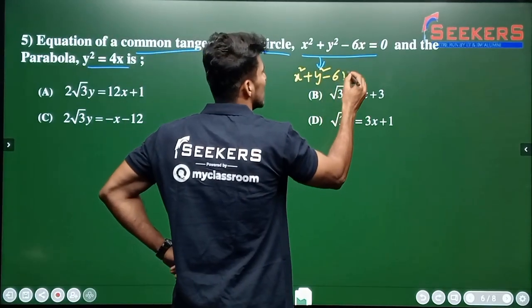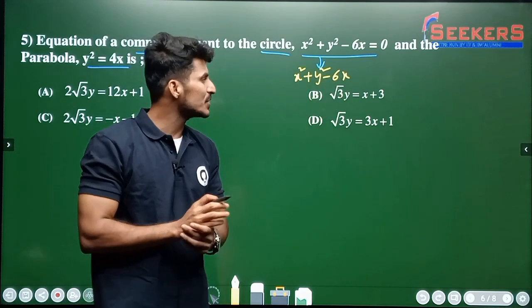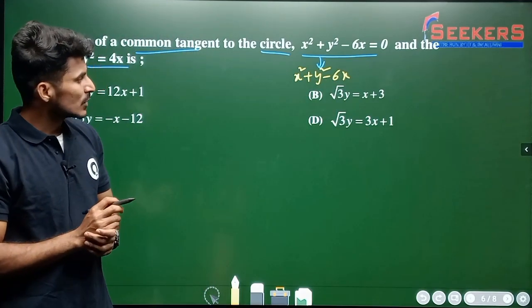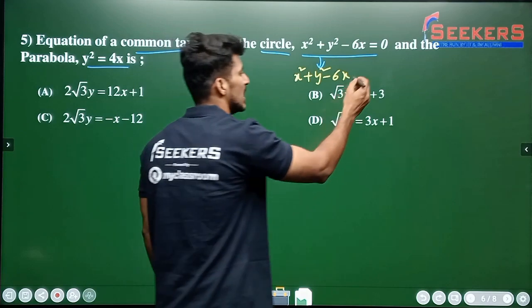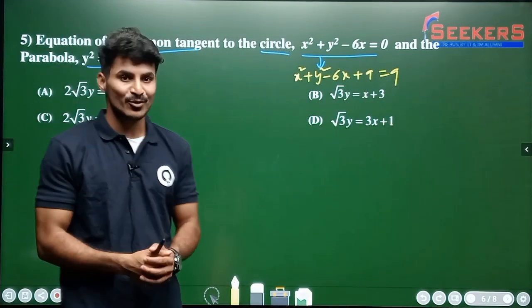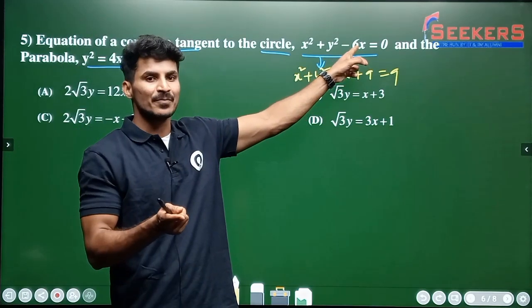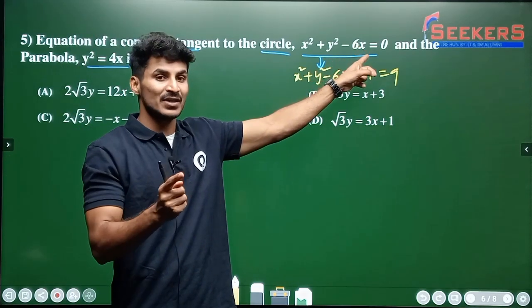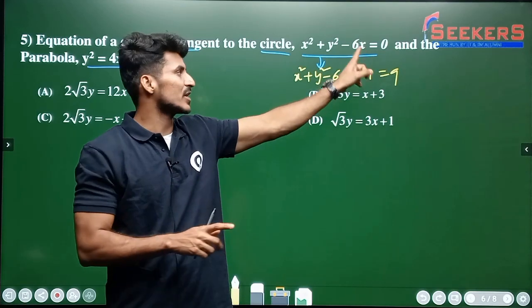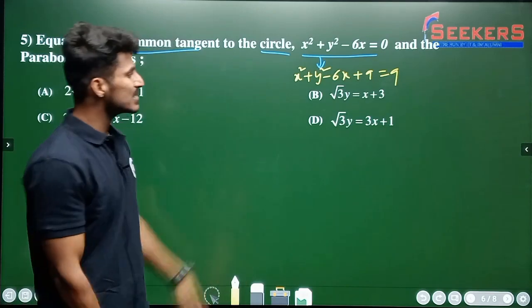So minus 6x. Let us add, what can we add here? Tell me. Half of the coefficient of x. What is that? 3. So the square of that is 9. Yes, let us add 9 on both sides. Cool. So we are making it a perfect square. I'm sure you might have studied this in 10th standard. So what I'm doing here is taking the square of half of the coefficient of x. Half of the coefficient of x is 3, and the square of that is 9. So I'm adding and subtracting that.